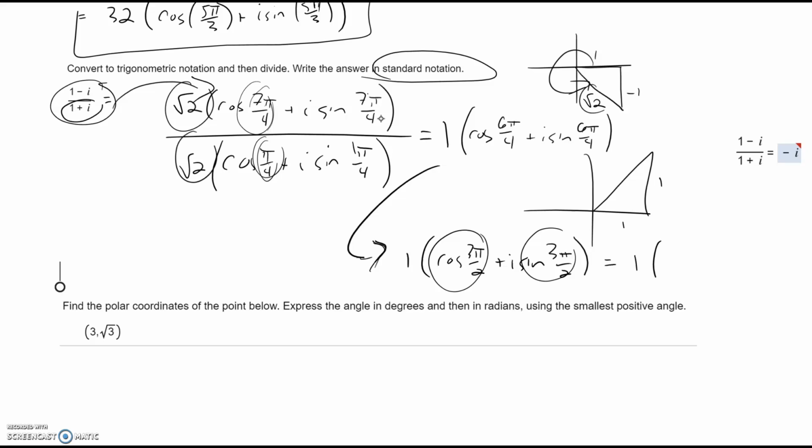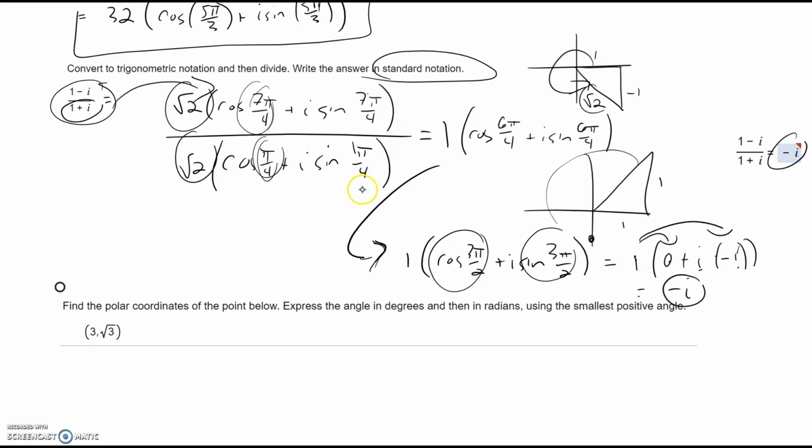So it's 1, the cosine of 3 pi over 2, that's right here, that's 0, plus i times the sine of 3 pi over 2, which is negative 1. Okay, so if you run the 1 through, you get 1 times 0 is 0, and then 1 times negative 1 times i is negative i, and that's where we get our negative i answer.